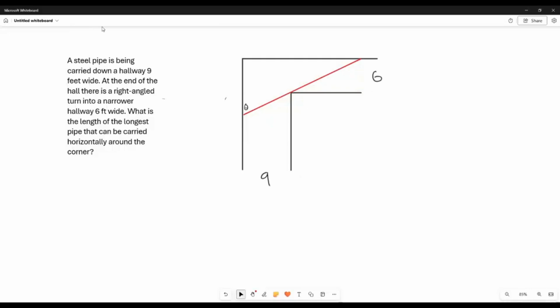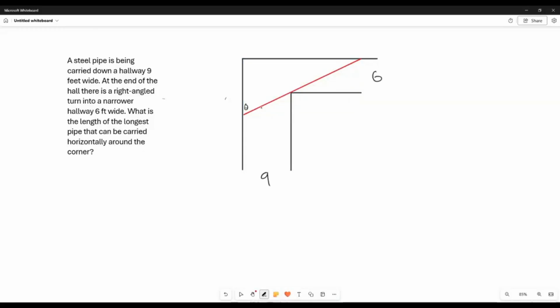A steel pipe is being carried down a hallway 9 feet wide. At the end of the hall, there is a right-angled turn into a narrower hallway 6 feet wide. What is the length of the longest pipe that can be carried horizontally around the corner? This problem is a difficult optimization problem, but it can be easily solved using the following method.